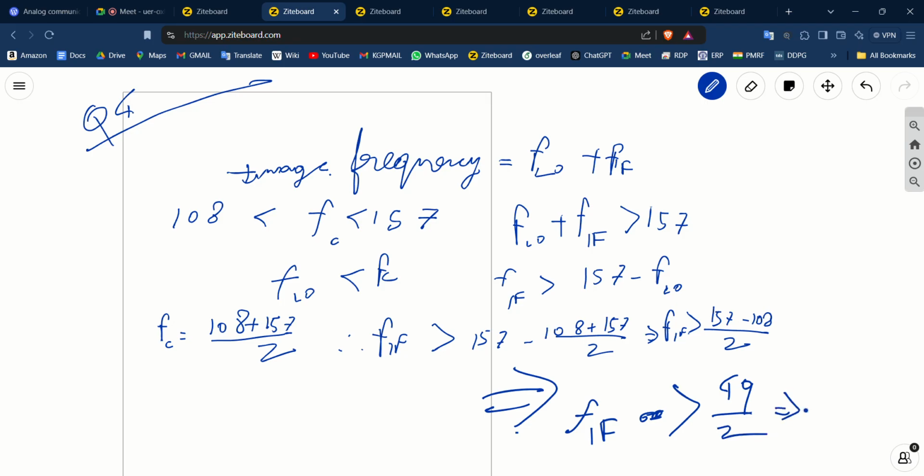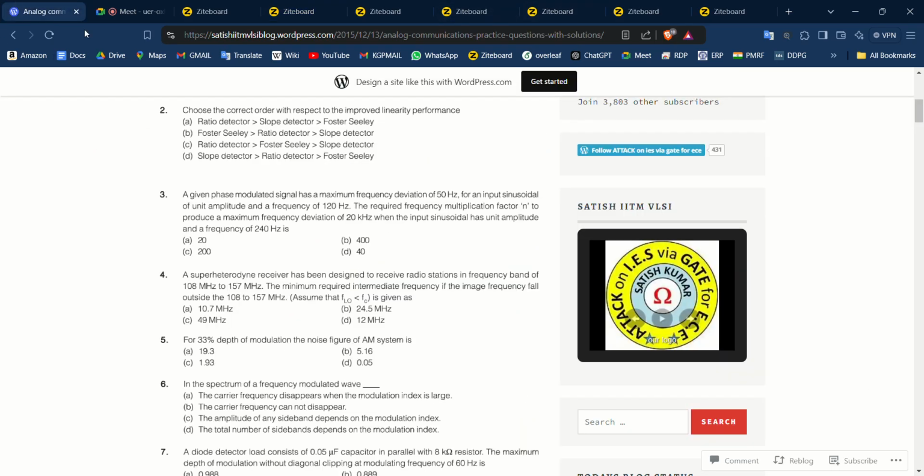This implies fIF is greater than 24.5 megahertz. So the minimum required is 24.5 megahertz. So the minimum intermediate frequency required is 24.5 megahertz.